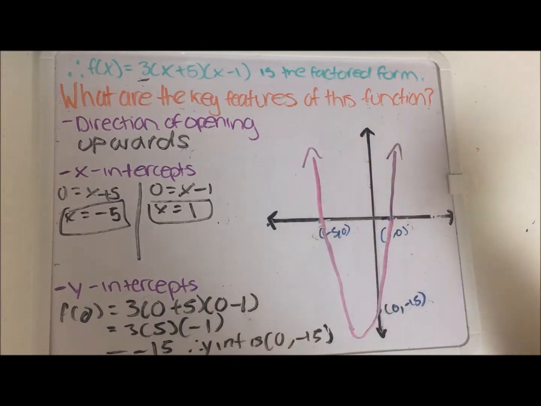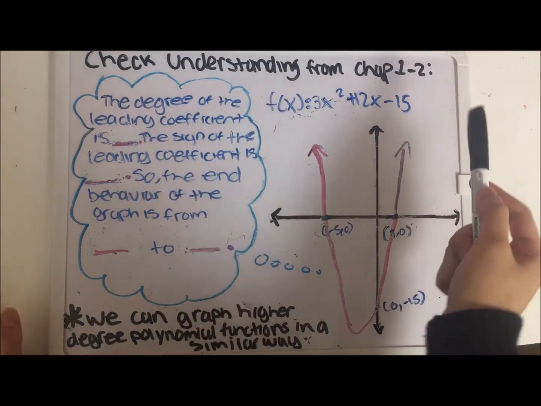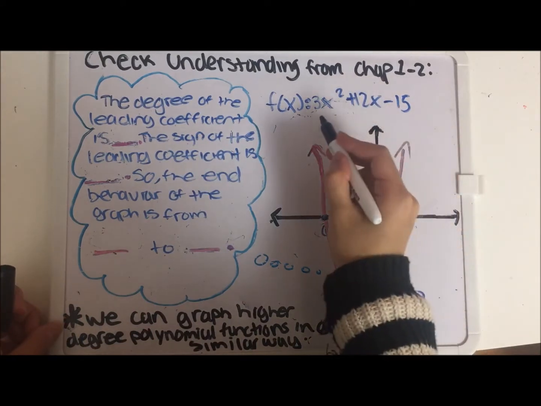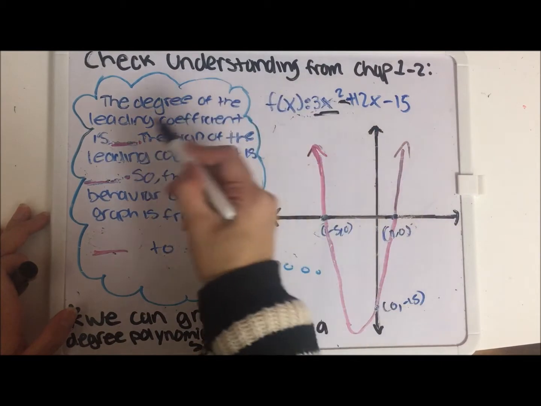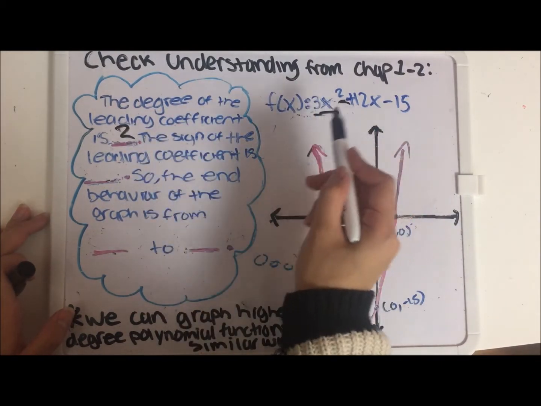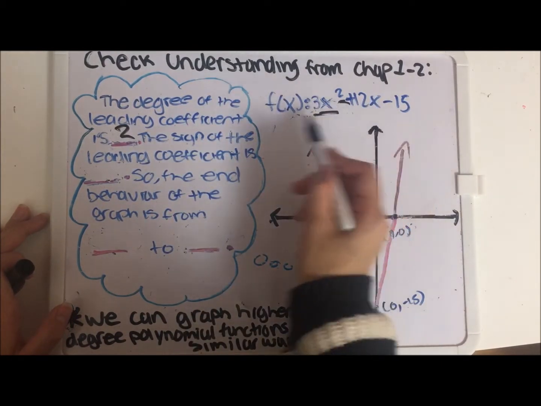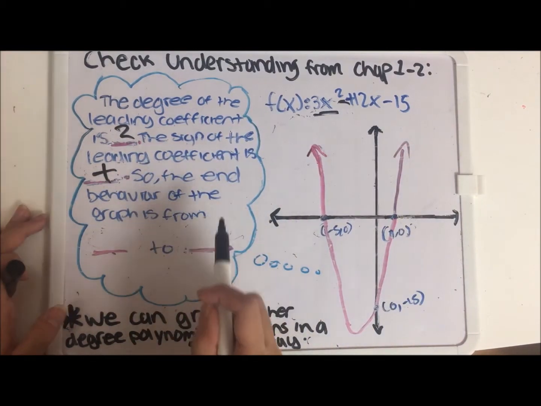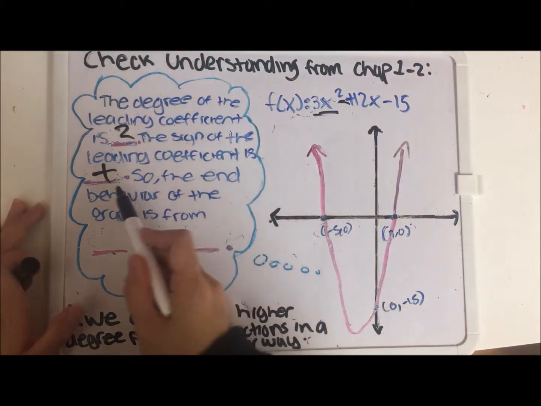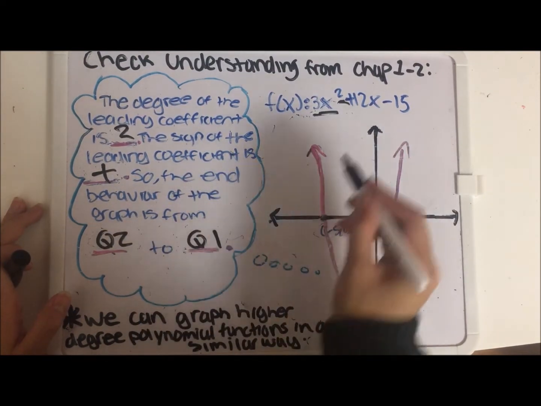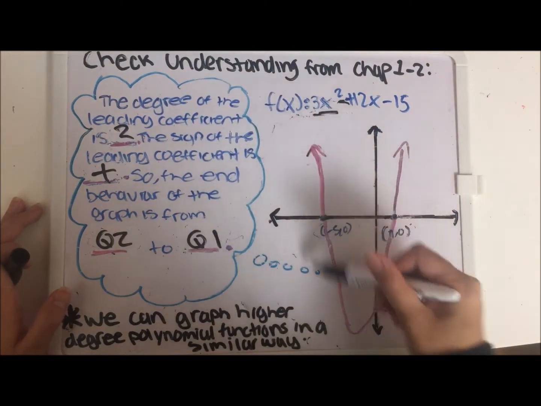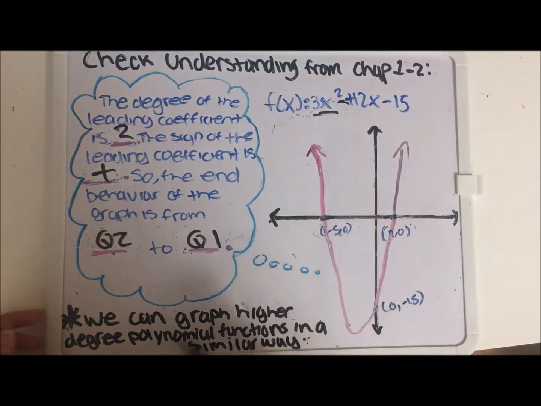Here's our graph. Let's check our understanding from chapters 1 to 2 as well. In this case, the leading coefficient is 3 because it has the greatest power of x. So the degree in this case is 2. The sign of the leading coefficient is positive 3, so it's positive. So the end behavior of this graph, since it's an even function with a positive leading coefficient, is from quadrant 2 to quadrant 1. Does this graph satisfy this description? It goes from quadrant 2 to quadrant 1. Yes. So we can conclude that we can graph higher degree polynomial functions in a similar way.